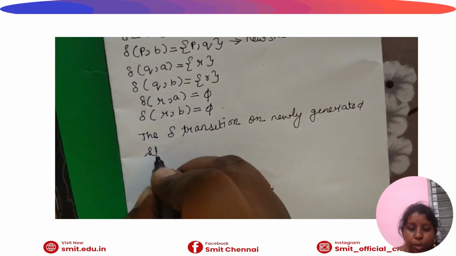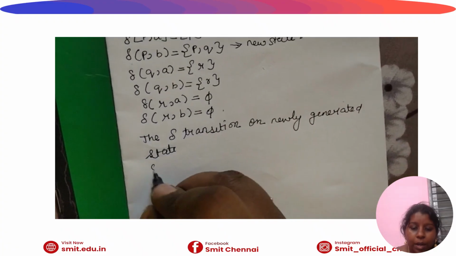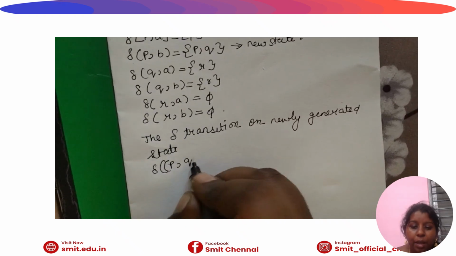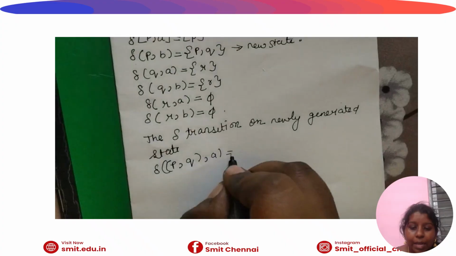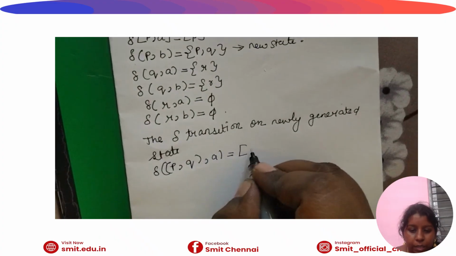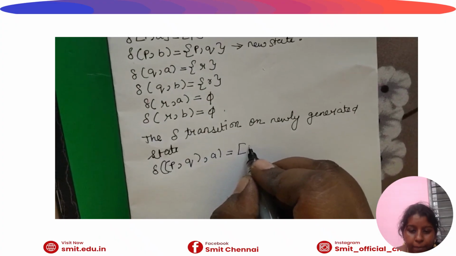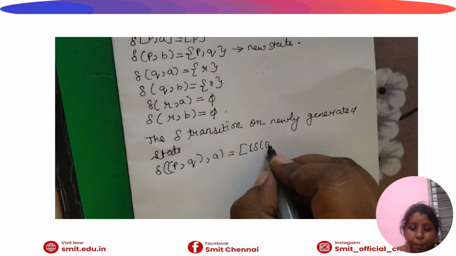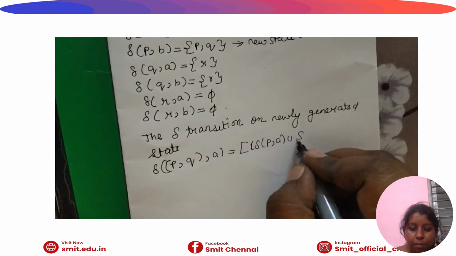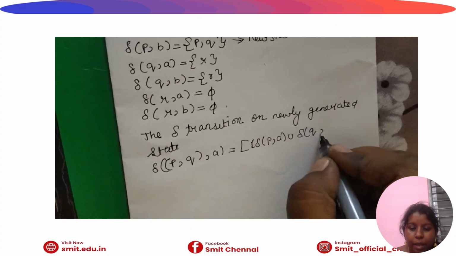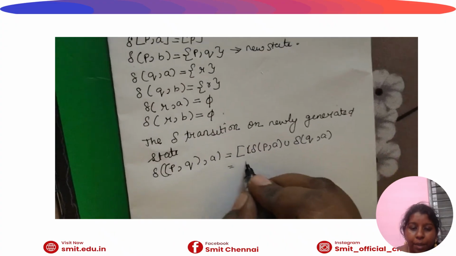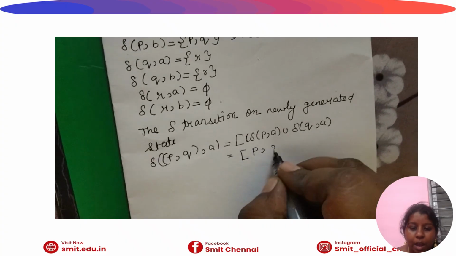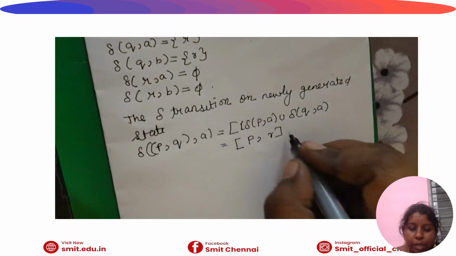The transitions for the newly generated state. Okay, sigma of P, Q, A will be sigma P, A union sigma Q, A. P, A is P and Q, A is R. Here we got a new state.